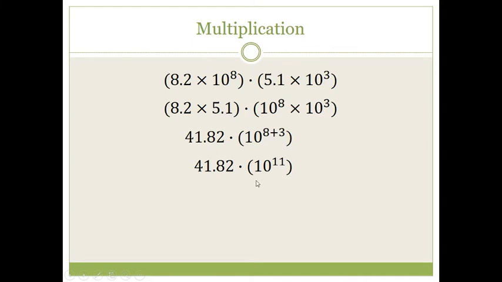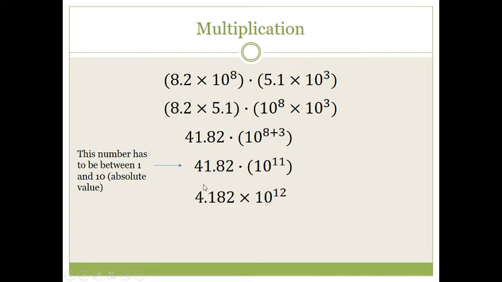The only problem is this number right here is not in scientific notation, because this number in front has to be between 1 and 10 absolute value-wise, and it's not. In order to make this number between 1 and 10, I need to move that decimal to the left. So I'm going to go ahead and move it to the left so I can write this number as 4.182. Now I'm happy, because it's a number between 1 and 10.